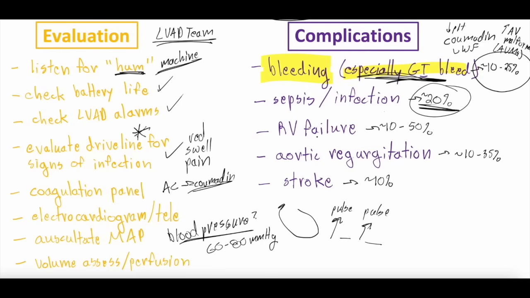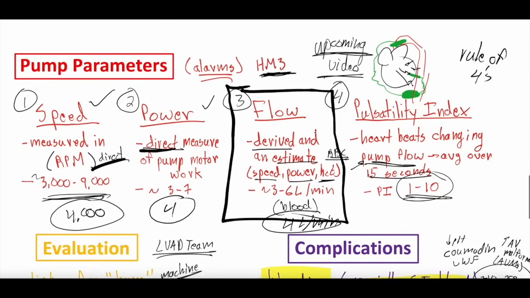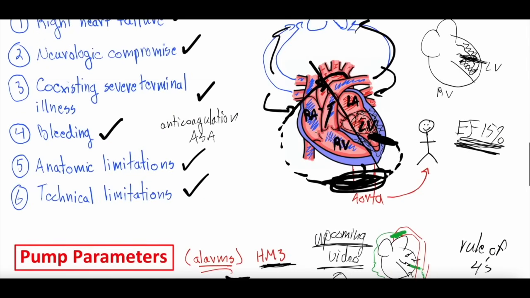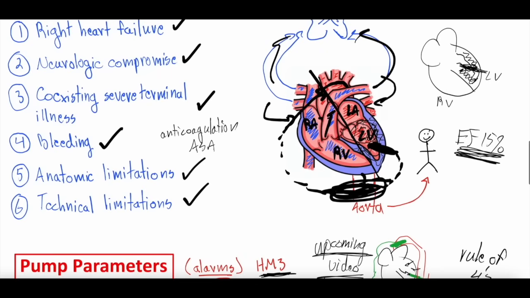RV failure is another big one. And why is that? Well, it's because of what we talked about. Let's go see if we got a good picture. Right side of the heart, left side of the heart. Right ventricle, this would be RV failure. That LVAD is sucking blood out of their left ventricle and shooting it around their body. But that blood comes back to the right side of the heart.